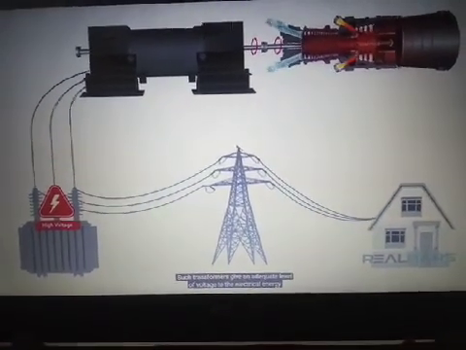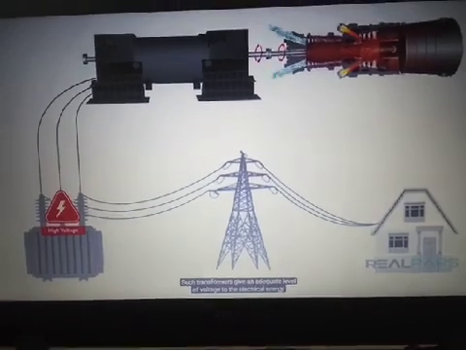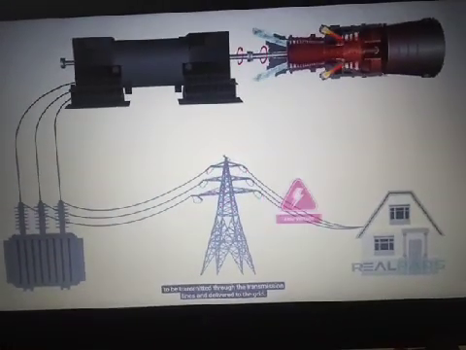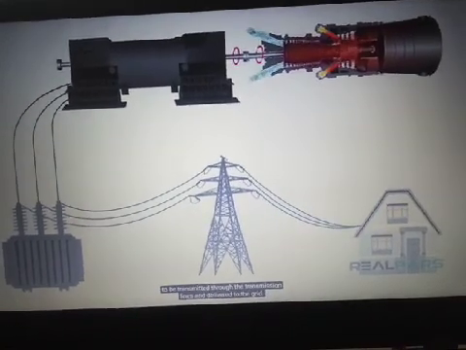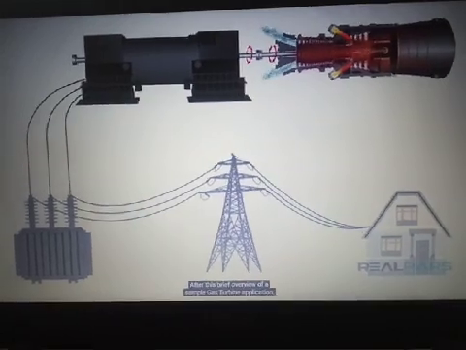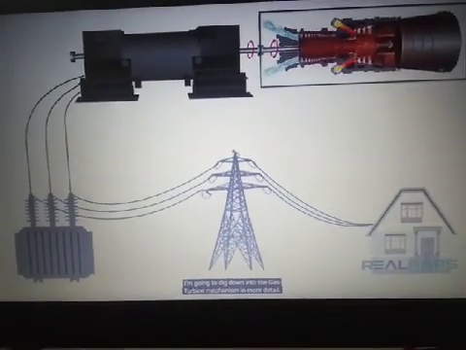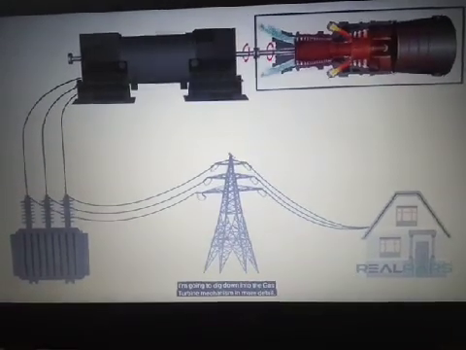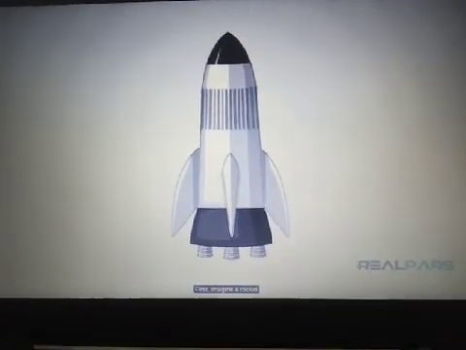You can see over here how, with the use of chemical energy, we can generate electricity, and the electricity is transferred to our home. So this is the basic principle of electricity generation through a gas turbine.